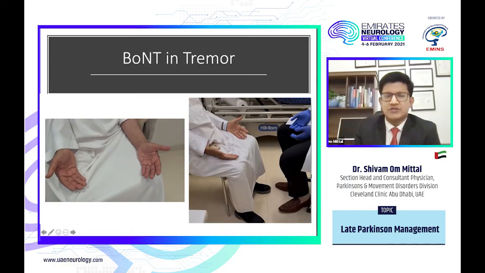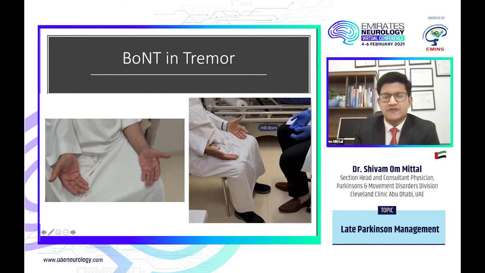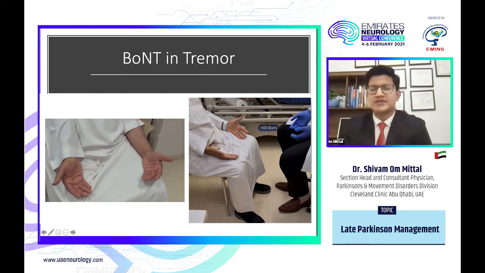This is another patient who is around an 85-year-old man who has a prominent left hand rest tremor with tremor-dominant Parkinson's disease.